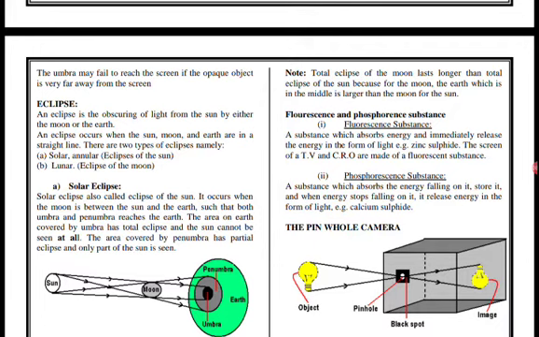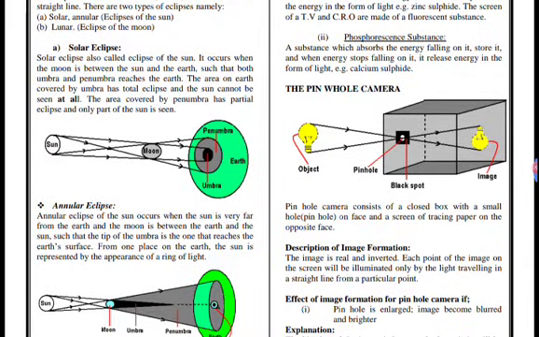Then we have phosphorescent substances, which absorb the energy falling on them, store it, and when energy stops falling on them, release energy in the form of light, e.g. calcium sulfide. These ones you will look at in detail when it comes to chemistry. So that's all that we can look at there.